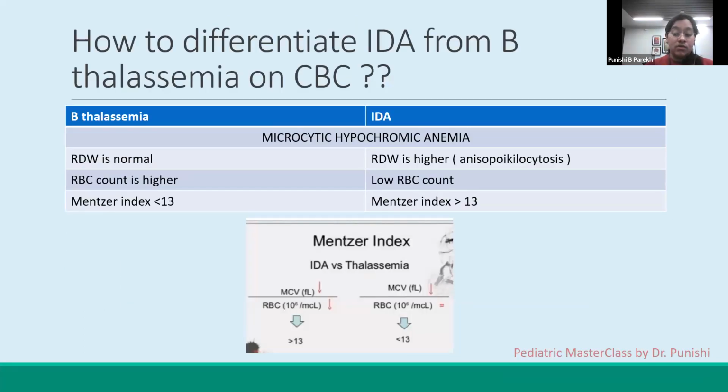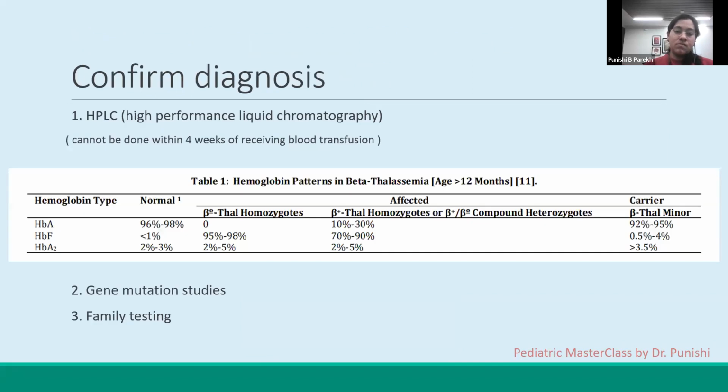So we saw a CBC. Now, how do you confirm the diagnosis? On the basis of CBC, we know it's a microcytic hypochromic anemia. We know the indices, the reticulocyte count, the peripheral smear, and the Mentzer index, along with the other parameters like WBC and platelets. Now, how do you confirm the diagnosis? Obviously, the best way is to perform an HPLC, which is high performance liquid chromatography. That is the test that is done to confirm your diagnosis. So let's look at what an HPLC report looks like.